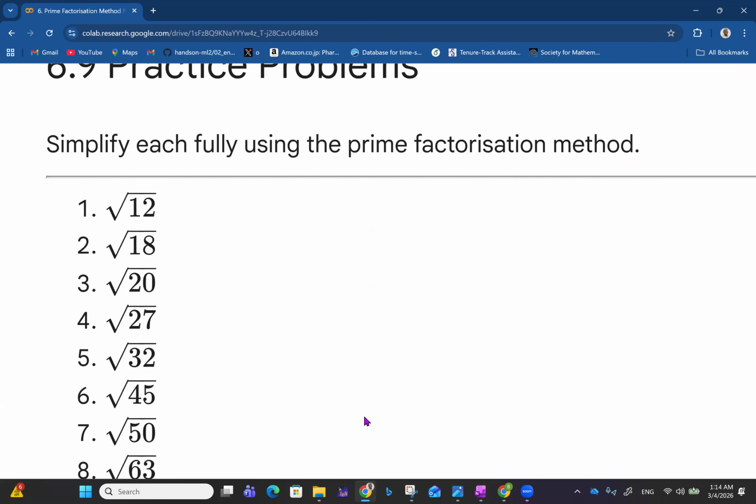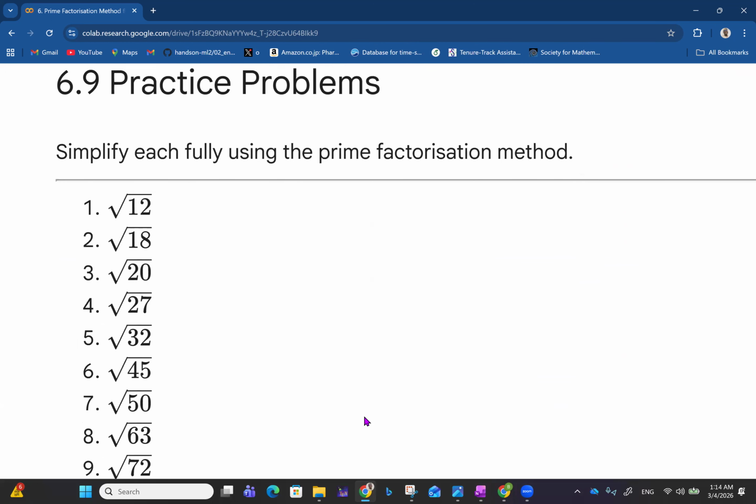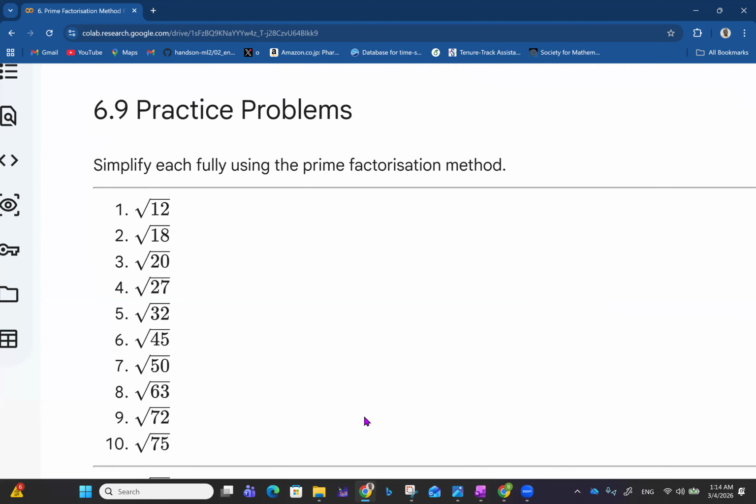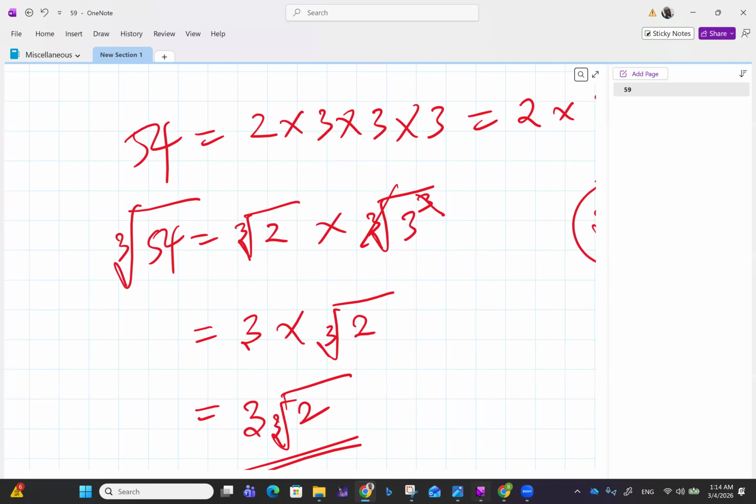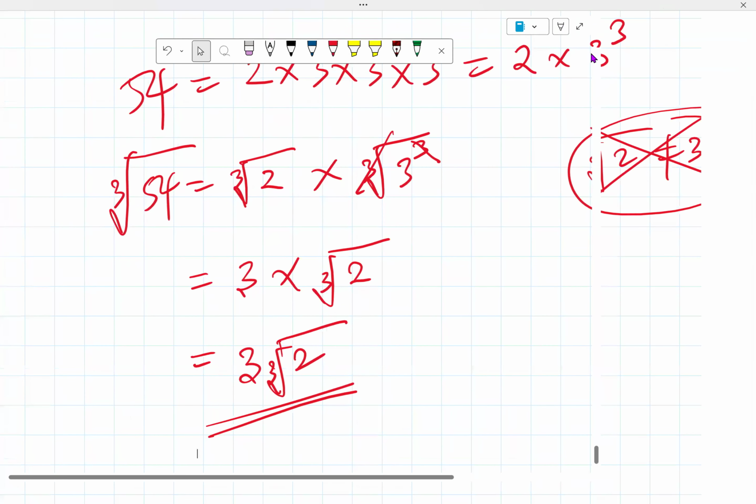So let's look at some practice problems. Simplify each fully using the prime factorization method. I think I'm going to go for question 10, root 75. So we want to use prime factorization. So the square root of 75.